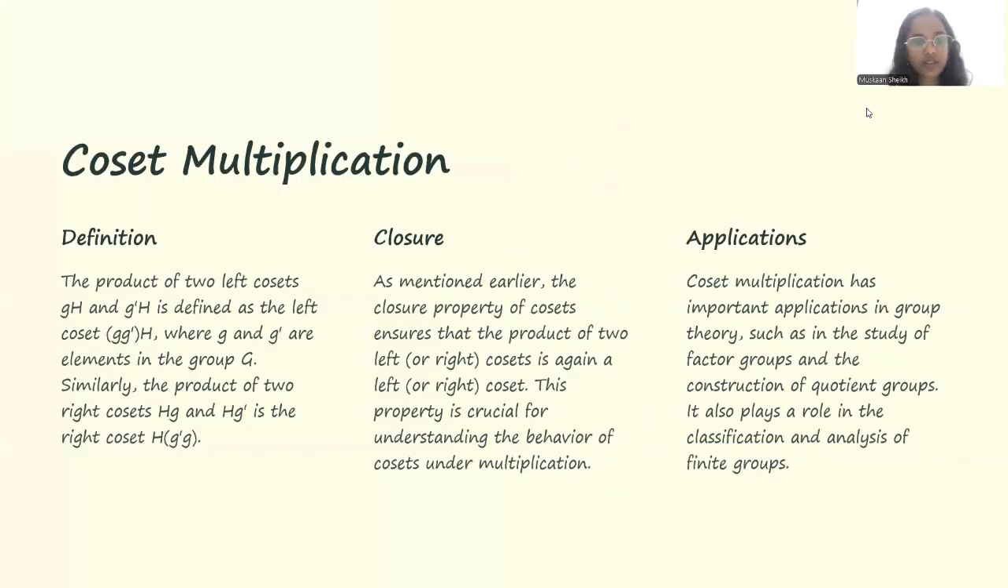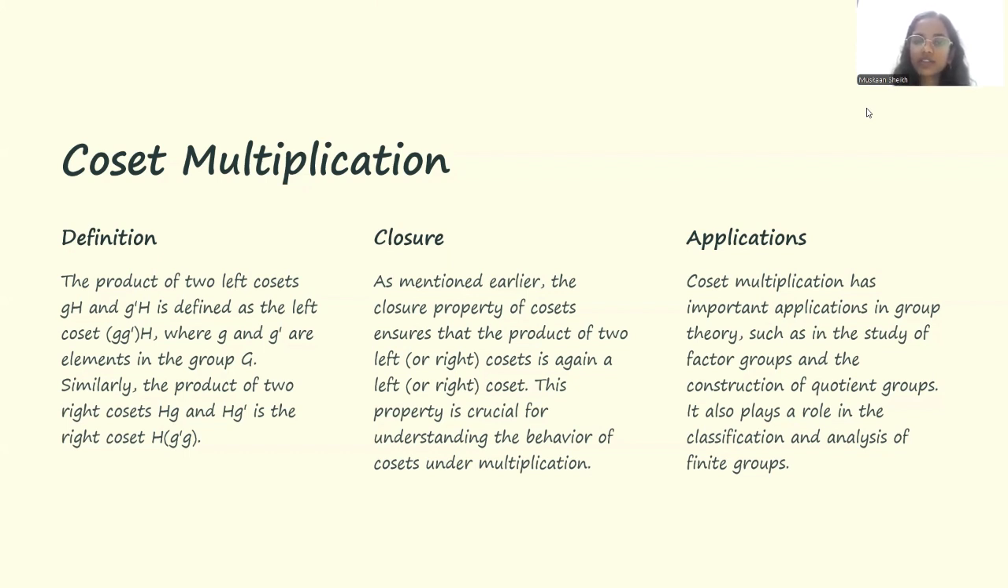Coset multiplication. Definition. The product of two left cosets gH and g'H is defined as the left coset gg'H, where g and g' are elements in the group G. Similarly, the product of two right cosets Hg and Hg' is the right coset Hgg'.